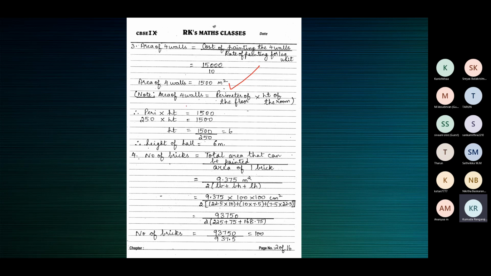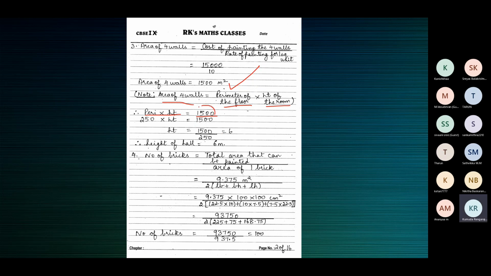And area of 4 walls is nothing but the CSA of the room, if you remember. Area of 4 walls is nothing but the curved surface area of a cuboid. So here it's a cuboidal room. The curved surface area is perimeter into height. We have seen in the formula, curved surface area can be expressed as perimeter into height. Area of 4 walls is equal to perimeter into height. So perimeter into height is equal to 1,500.